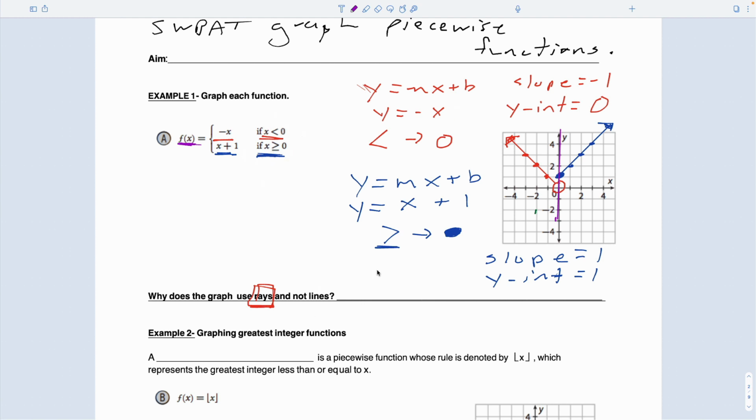So why do we use rays and not lines? Your answer should be something like this: because you can't have two y values with the same x.